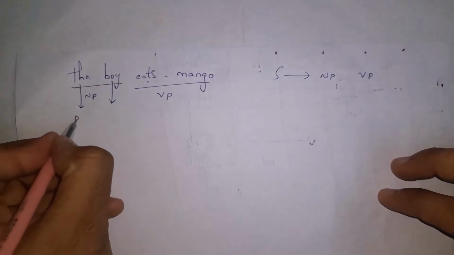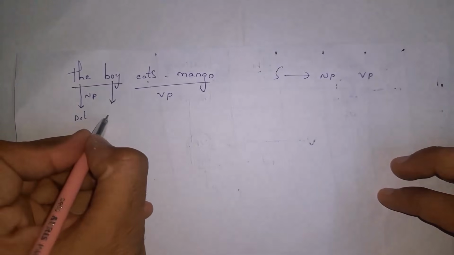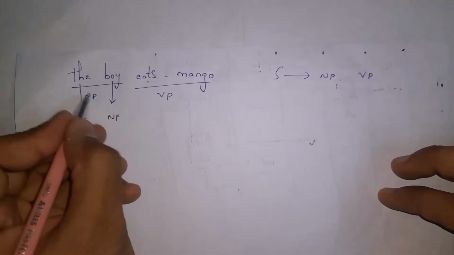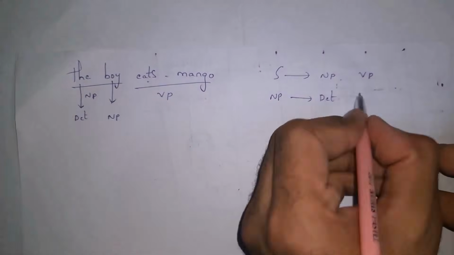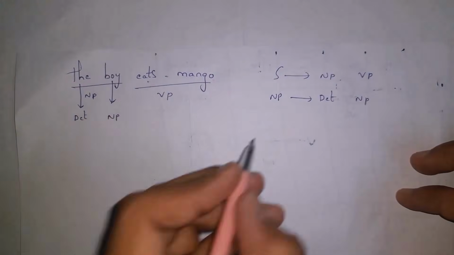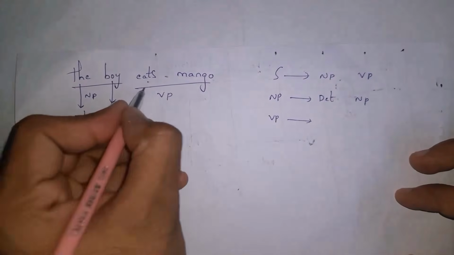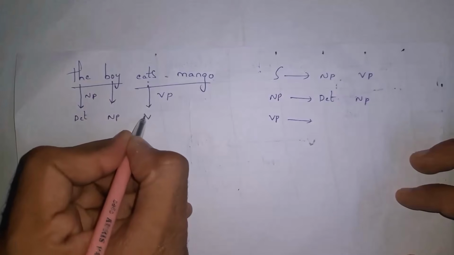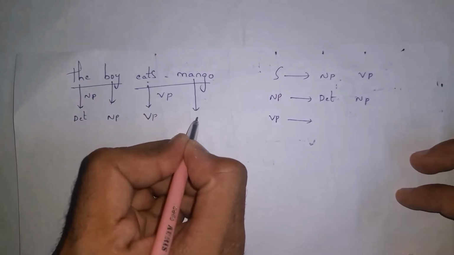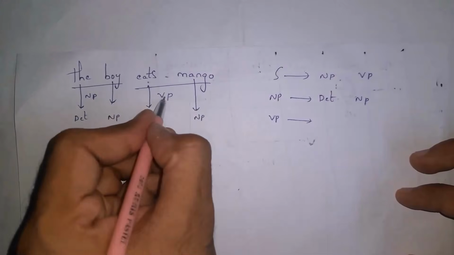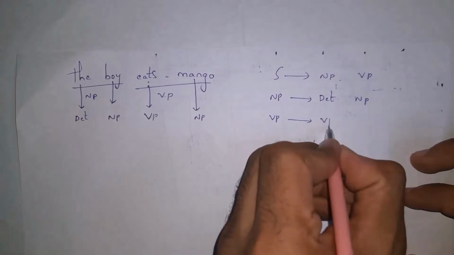The, which is determinant, and boy, which is noun. You can also call it as noun phrase. So noun phrase contains the, which is determinant, and boy, which is noun. And similarly, if you consider verb phrase, it contains eats, which is verb, and mango, which is noun, or you can also call it as noun phrase. So verb phrase contains verb and noun phrase.